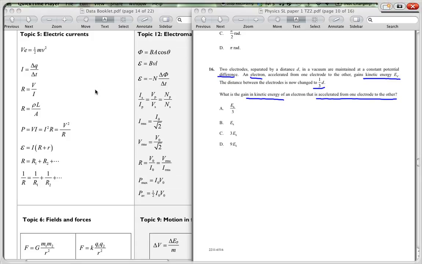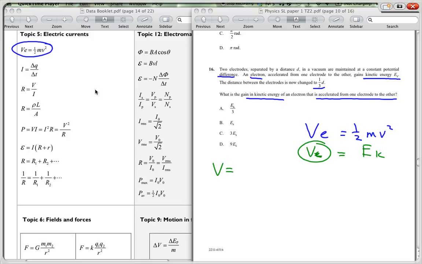So in looking at our formula booklet, we're going to apply this formula because we've got VE is equal to a half mv squared. Now we know that this is your kinetic energy, your Ek, so that's equal to VE. Just remember, this comes from your definition of potential difference, that V is equal to W over Q. So your work, your energy, is equal to V times Q, and because we're dealing with an electron, it's equal to VE. And all that energy is put into kinetic energy.